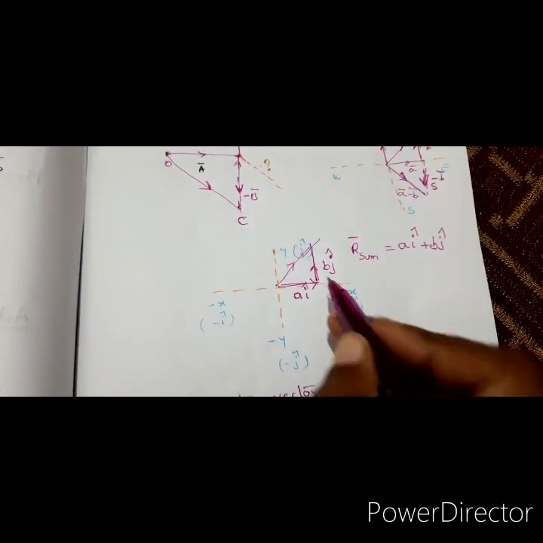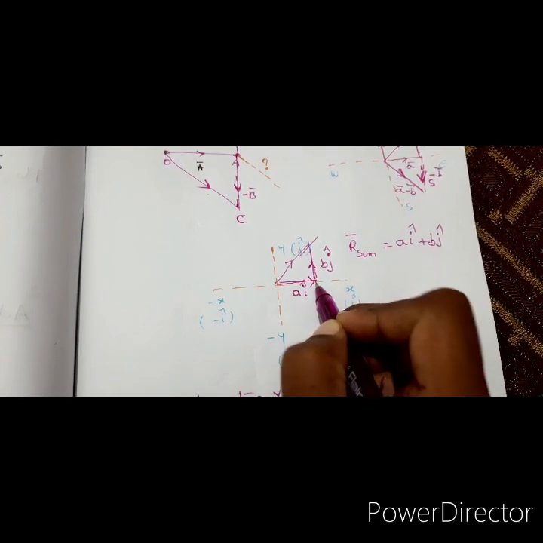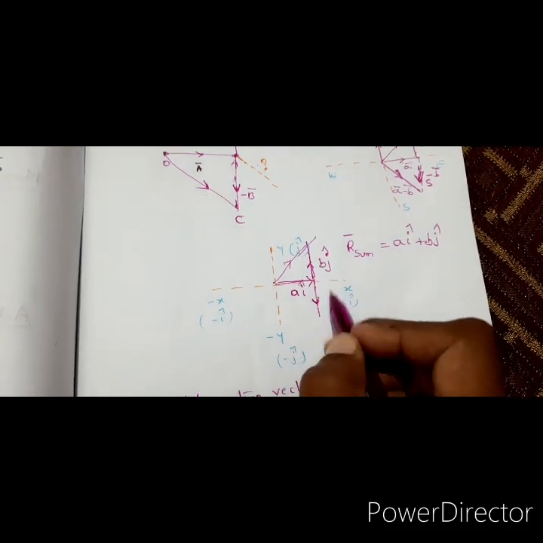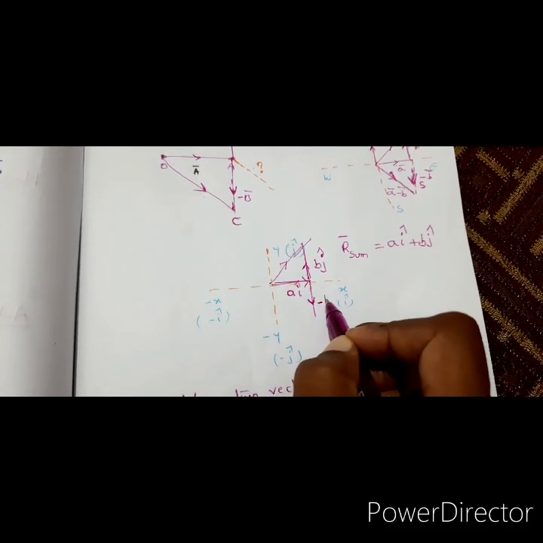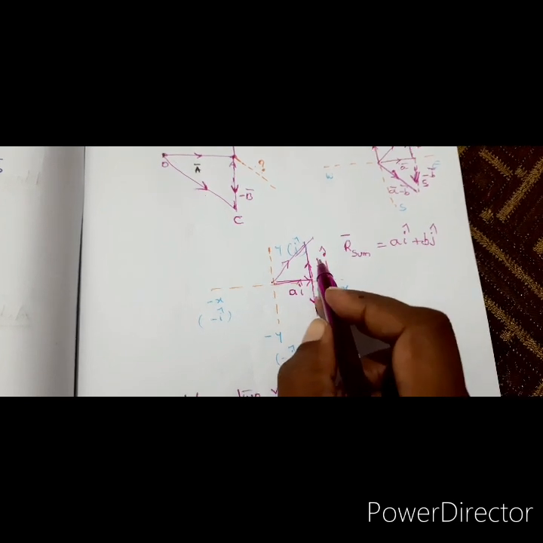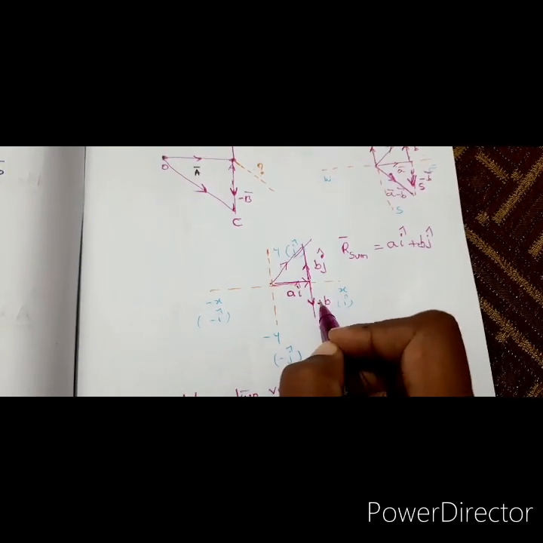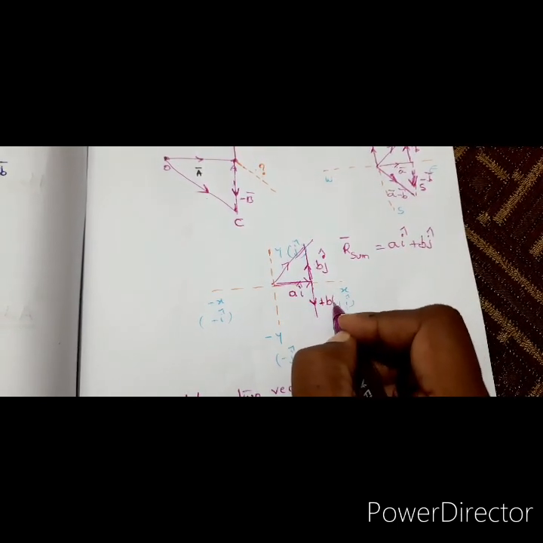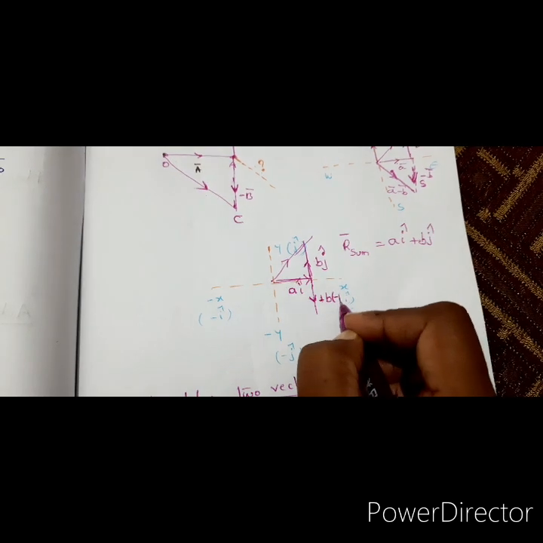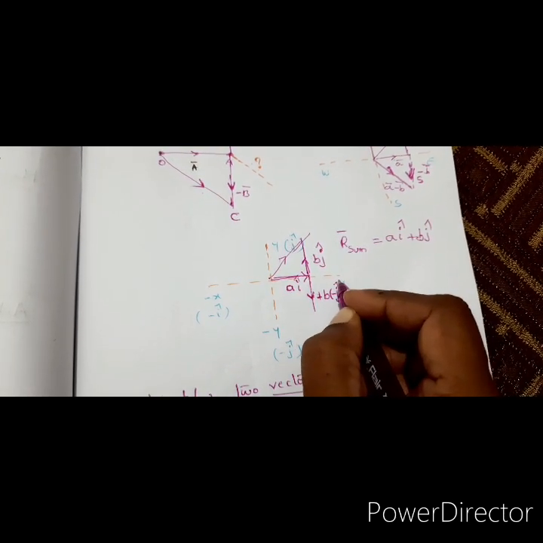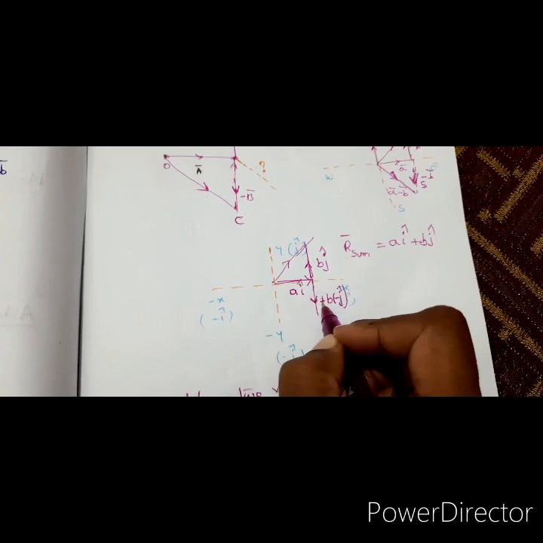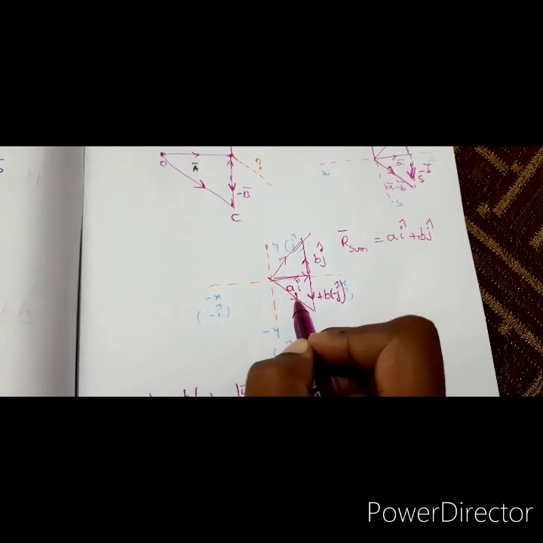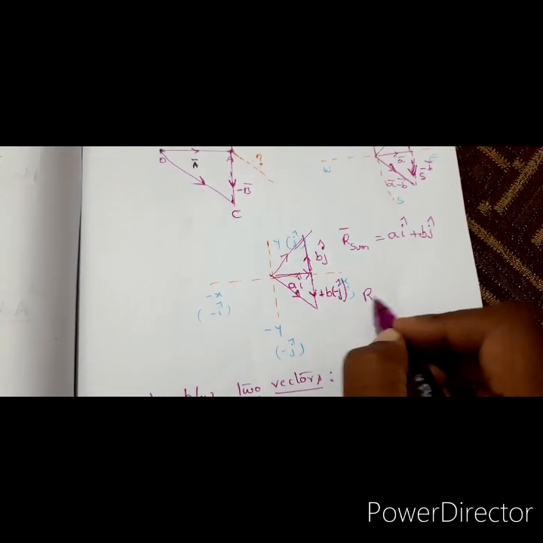And if at all I have to find out the subtraction, I have to draw the negative vector of the second vector, the vector which I am going to subtract. So here magnitude is B only. What is defining its direction is this j cap. Now it is minus j cap. Now this is the resultant of the subtraction.